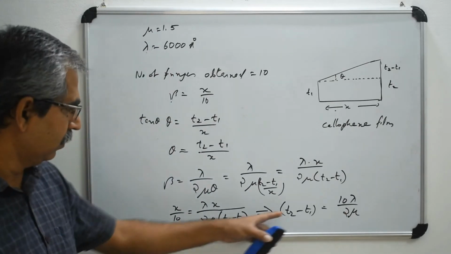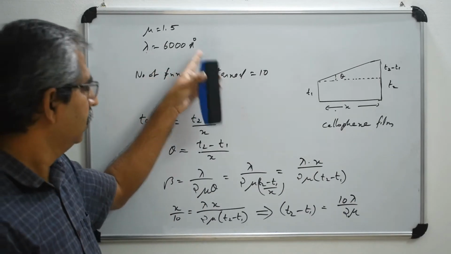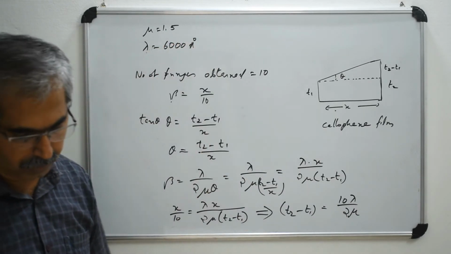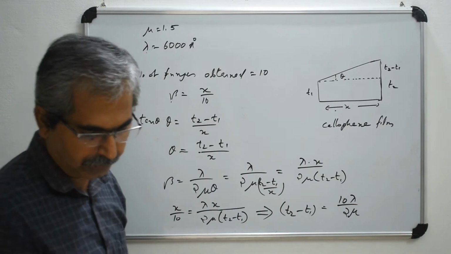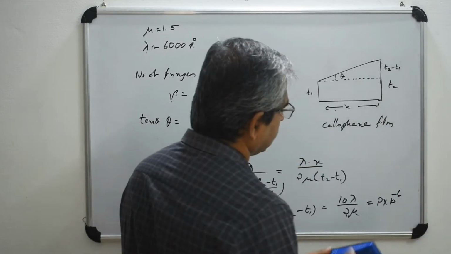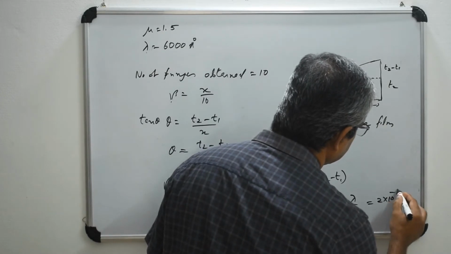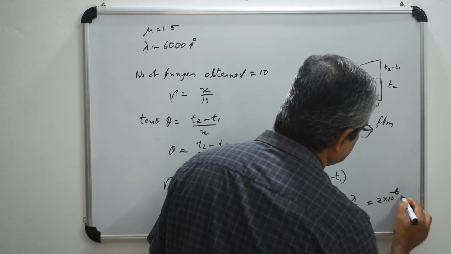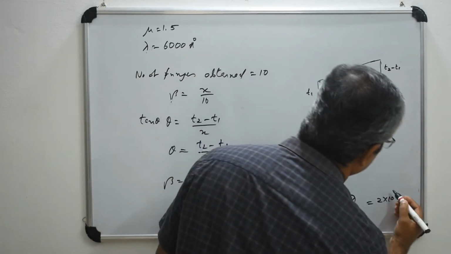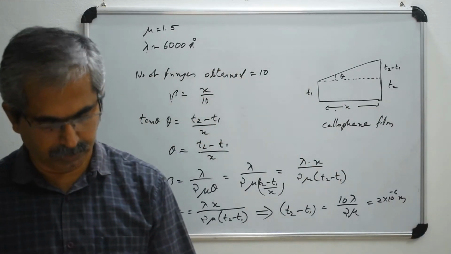You can put the value: lambda is given as 6000 into 10 raised to minus 10, then divided by 2 into mu, which is given as 1.5. When you put in the values, the answer will be 2 into 10 raised to minus 6 meters. So that is the value obtained.